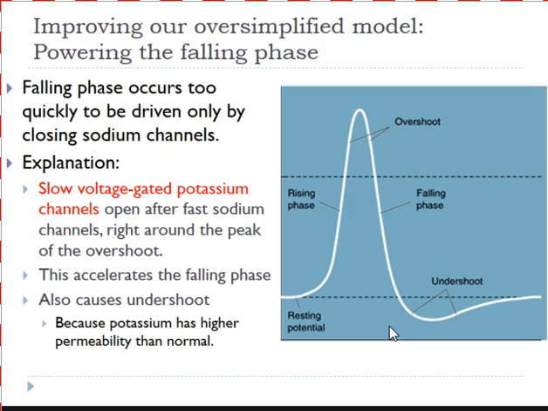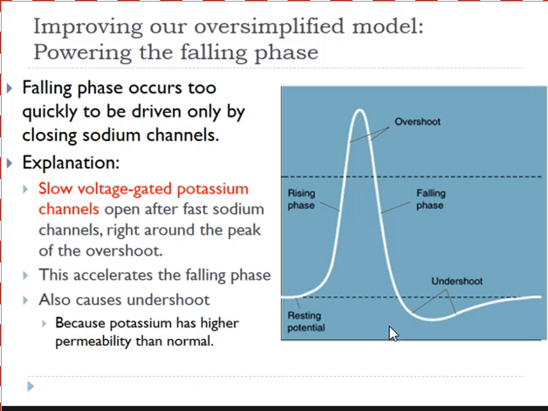So we need another player. And it turns out that the other player is a whole other set of potassium channels, in addition to the potassium leak channels, that are involved in an action potential. They're called slow voltage gated potassium channels. They're called slow because they take their time to open. They're just not as quick and responsive as sodium channels are. They have a slightly different structure, and the structure results in them not being so eager to open.